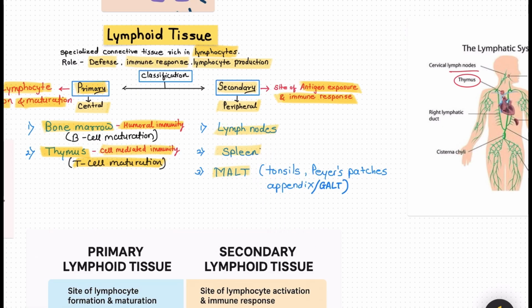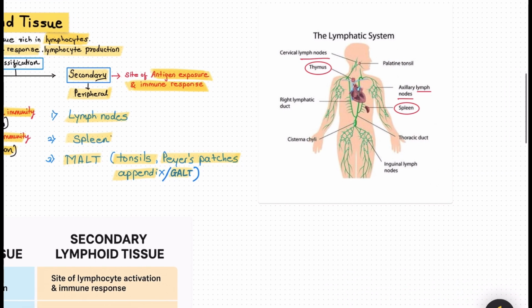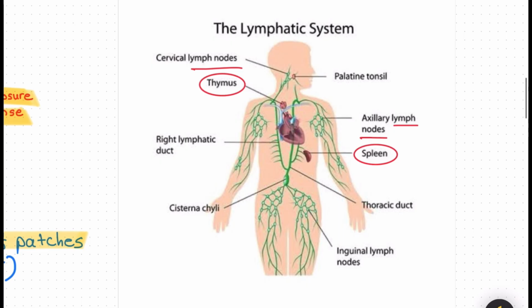MALT is nothing but mucosa associated lymphoid tissue, which includes tonsils, Peyer's patches, and appendix, and GALT. GALT is nothing but gut associated lymphoid tissue. Okay, this is a diagram which shows the location of some lymphatic tissue. This is thymus, then spleen, axillary lymph nodes, tonsils, cervical lymph nodes here, and these are lymphatic ducts and the thoracic duct, and these are lymph nodes and cisterna chyli.